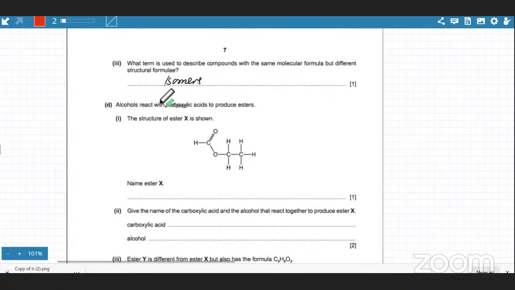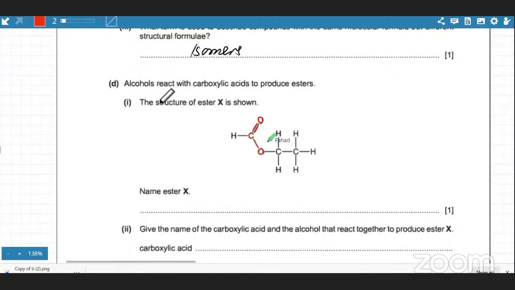Then the next one is: alcohols react with carboxylic acid to produce esters. The structure of an ester is given. So all esters have this functional group, C double bond O, and so this is your ester functional group. And we are supposed to name this ester.